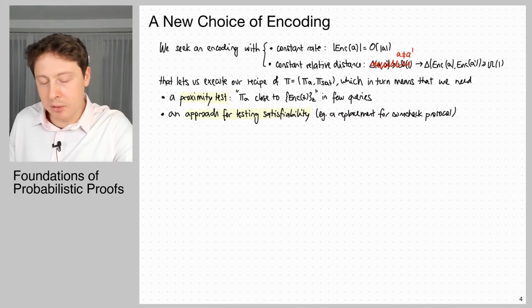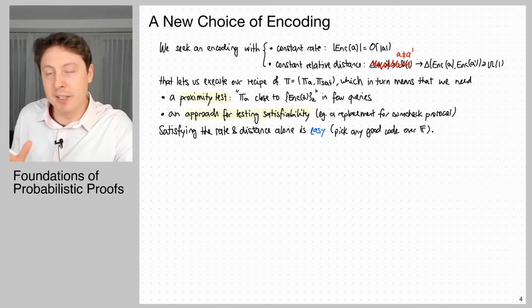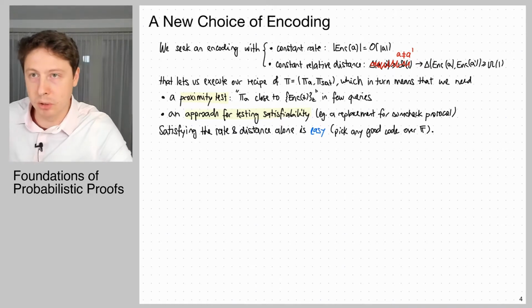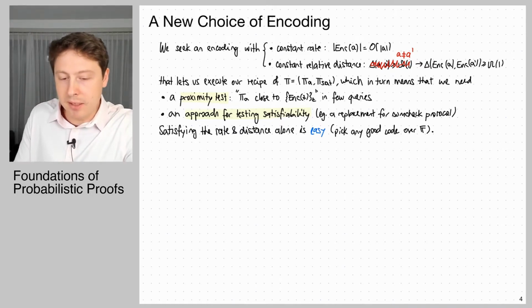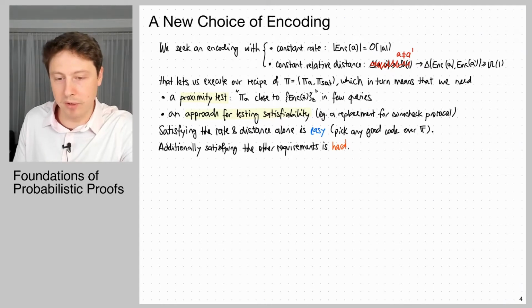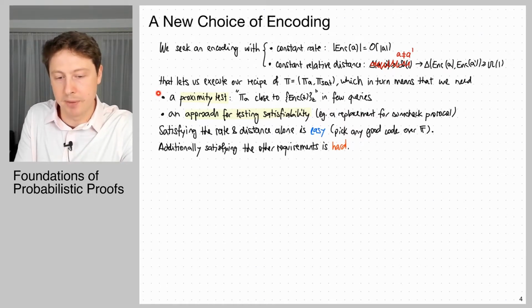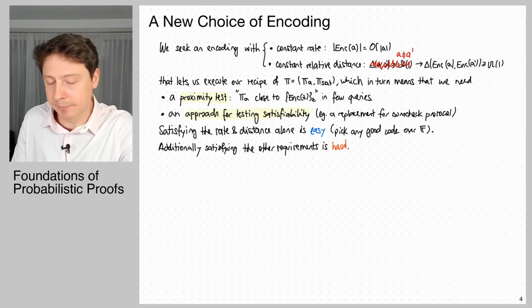And when you put everything together, the first two requirements are actually very easy. It's basically any good code over a field. The real requirements that are making this choice of encoding rather restricted are the other ones. And in general, we have very, very few types of encodings that let us support these things, okay?